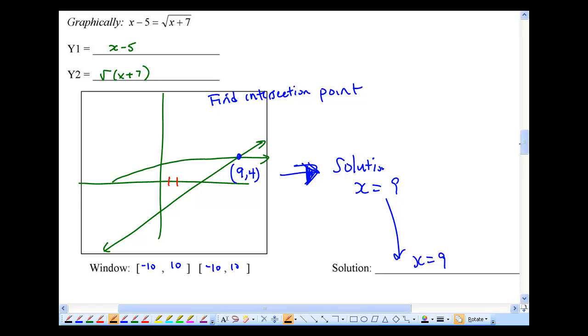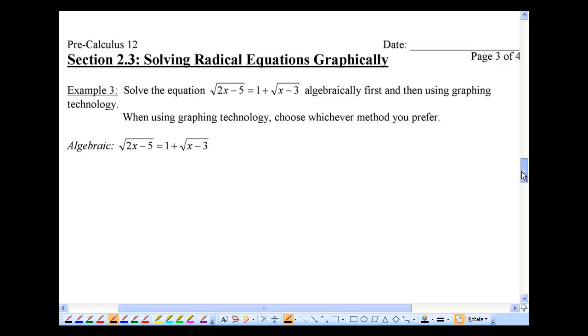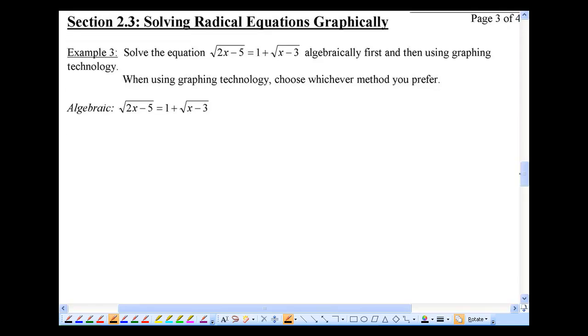Okay. Next page, example number 3. See if you can do this one on your own. At least the graphing, I hope you do on your own. Maybe the algebra part you forgot how to do, but nonetheless we use the same idea, the same concepts. To get rid of the square roots, we have to square both sides.